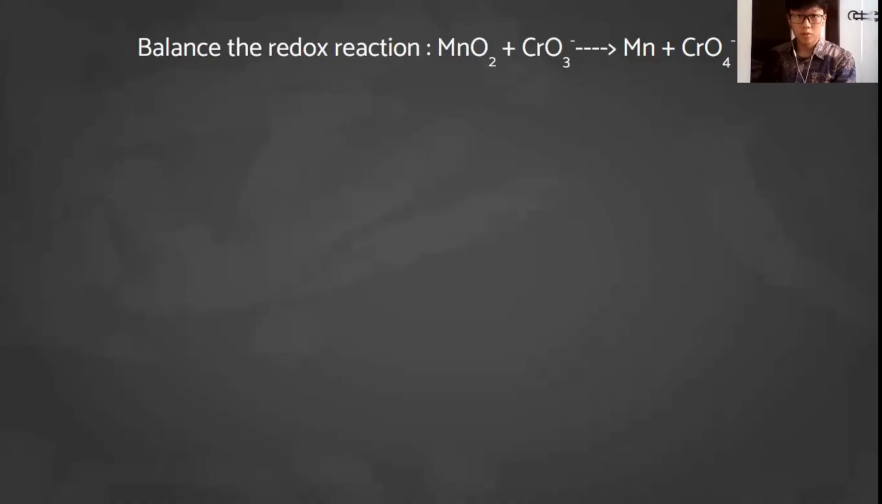So, for example, here, balance the redox reaction: manganese oxide and chromium oxide, or chromite, if I remember wrong. I'm sorry. And it will yield manganese and chromate. Okay, this is hard to remember. Okay, so I'll write here the reaction.